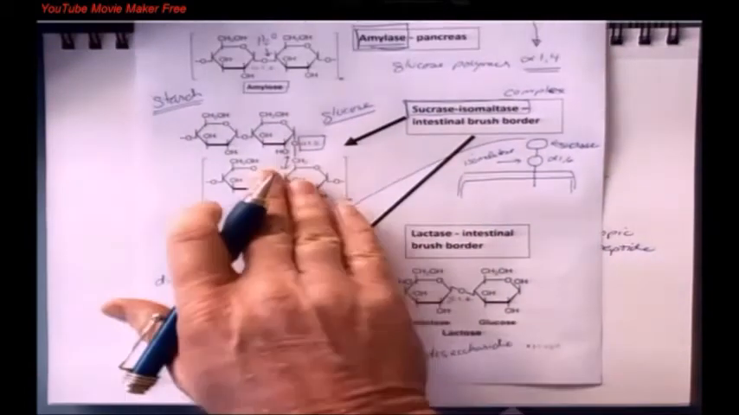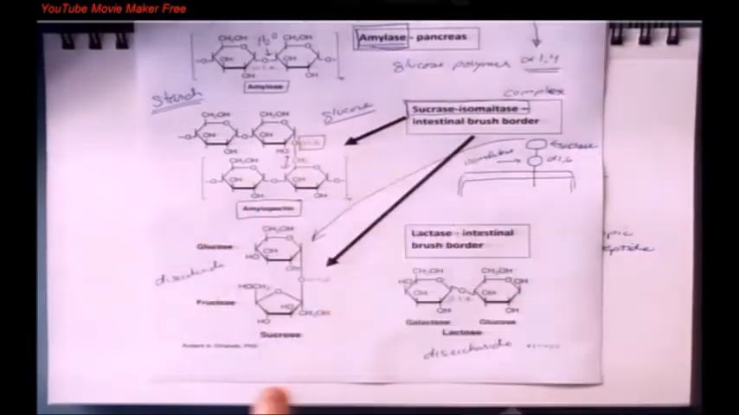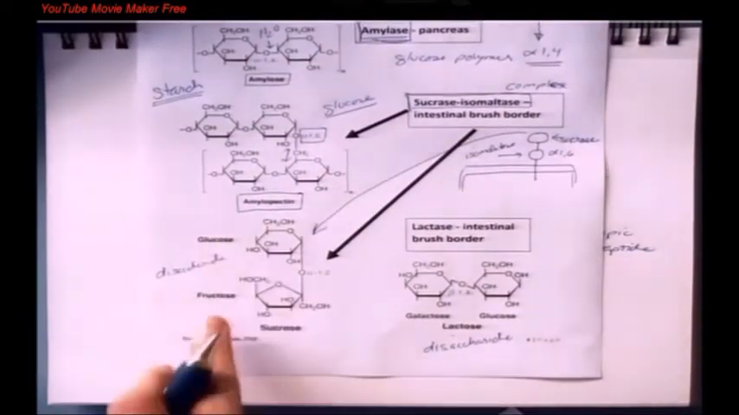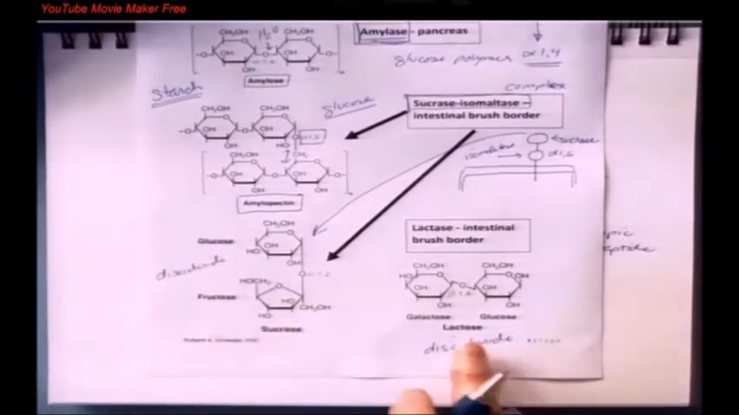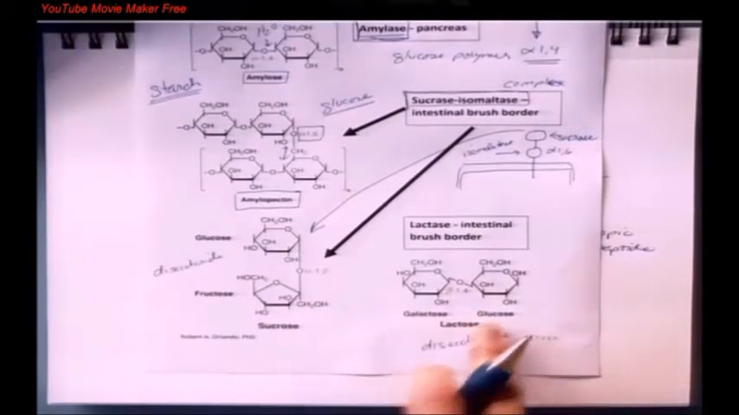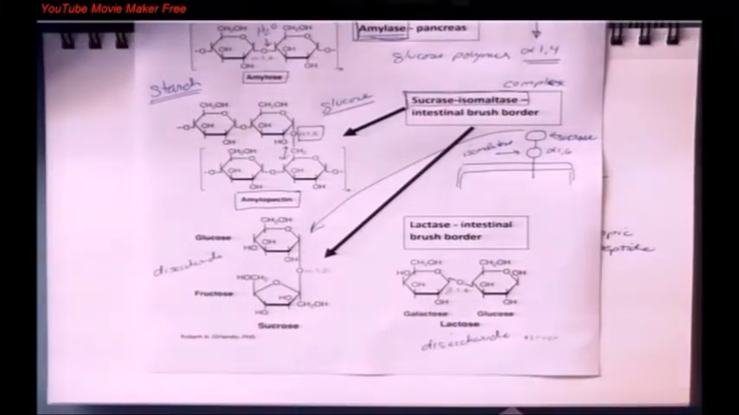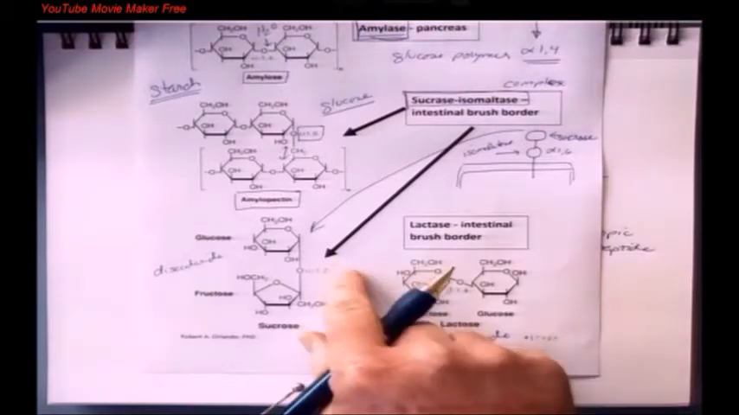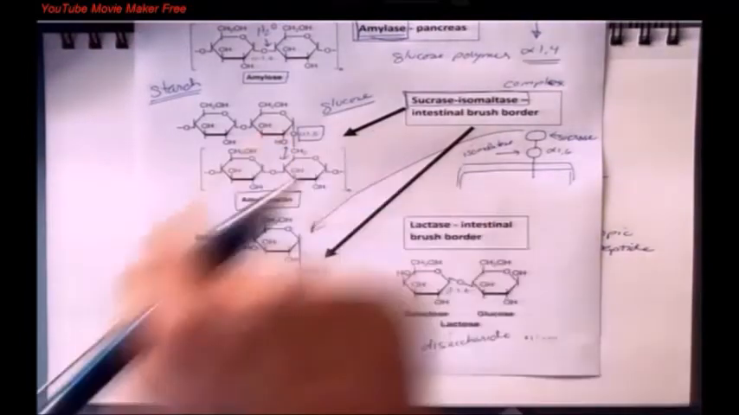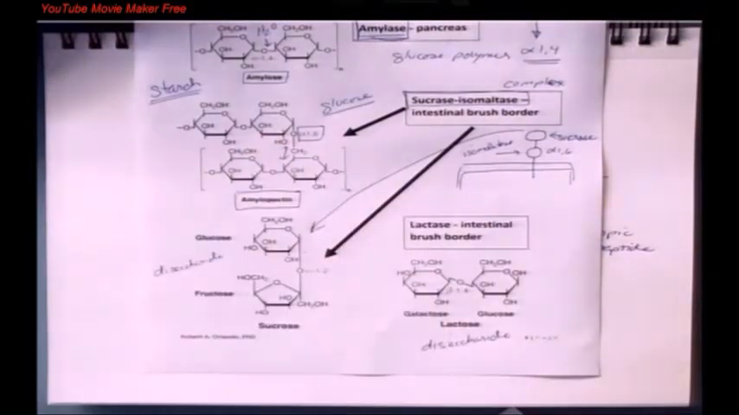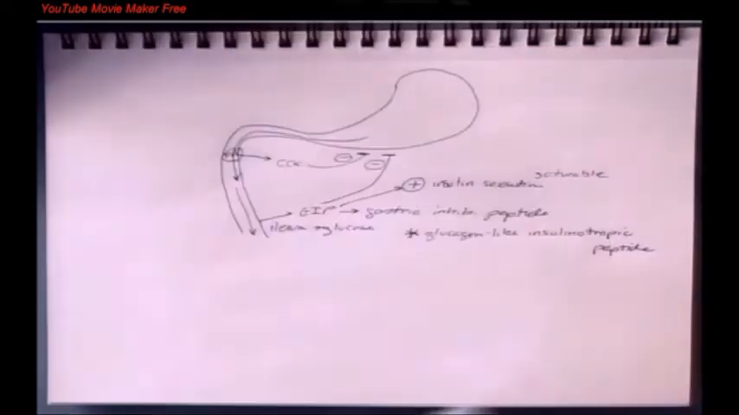So with starch, we need to get to glucose. With sucrose, we need to get to glucose and fructose. With lactose, we need to get to galactose and glucose. We do not have any transport capabilities in our intestine to take up starch, sucrose, or lactose by itself. We have to get them down into their base units. And we're going to see that theme over and over again.